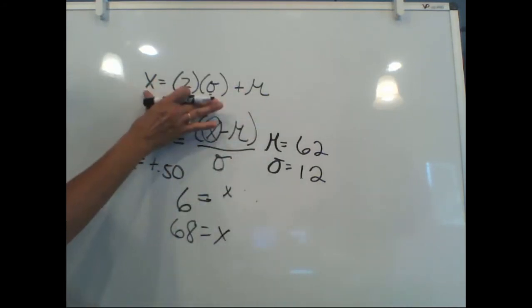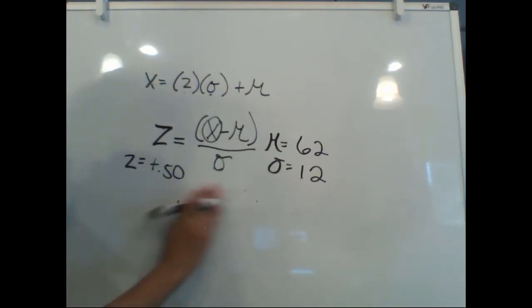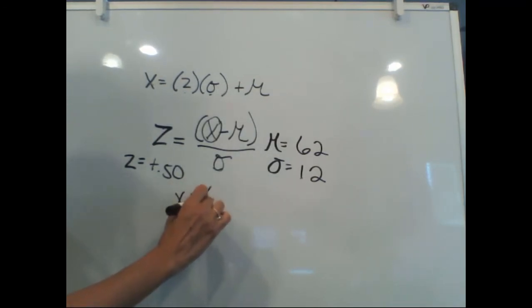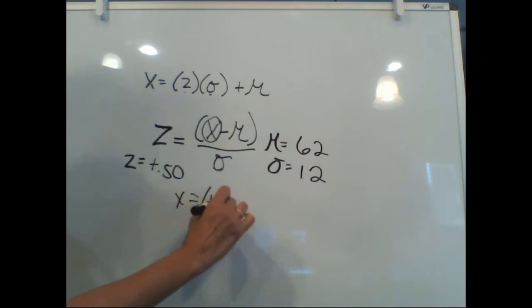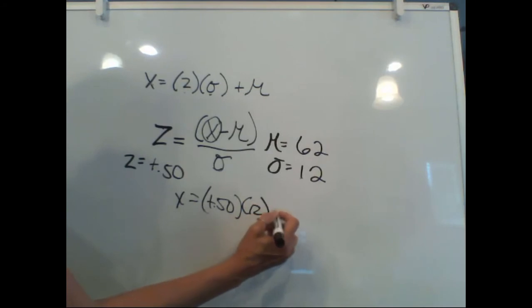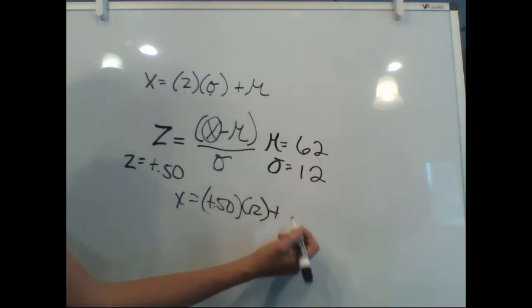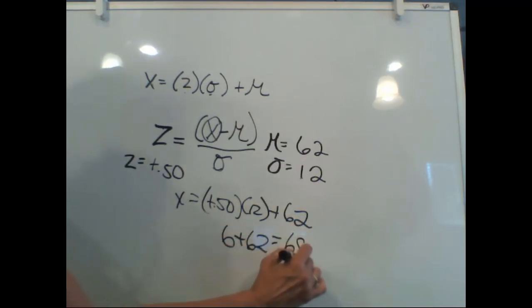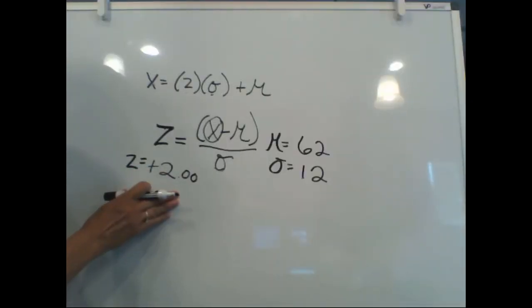So let's check it out with the formula here. So let me get rid of some of this. There we go. So we know our x is equal to our z of positive 0.50. You don't need to put a positive there, I just do. Times the standard deviation of 12, plus the mean of 62. So we have a half, basically, times 12 gives us 6, plus 62, and that gives us 68 for our x. Pretty easy, huh?